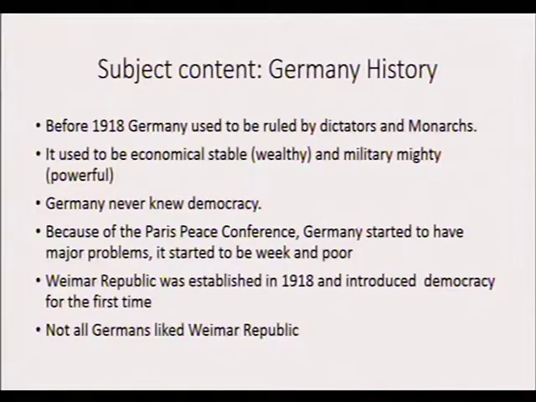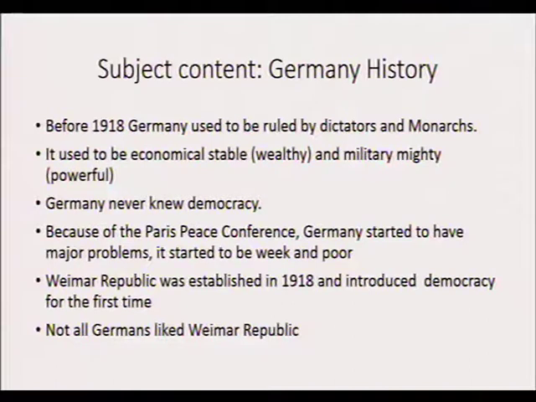Another information here in terms of subject content is German history or depth study. This is where you are required to know a little bit more about the German story, where it started around 1918. Remember, they lost the war, which many say they started. That is First World War. Okay. Then they were punished during the Paris Peace Conference.